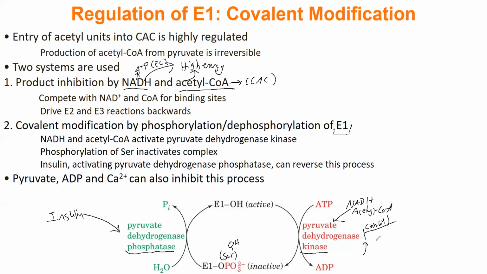So what can inhibit the kinase? High levels of pyruvate, high levels of ADP, and calcium can inhibit the process as well. So that's regulation of PDH. Any questions about that so far?